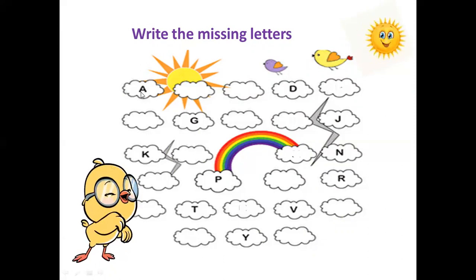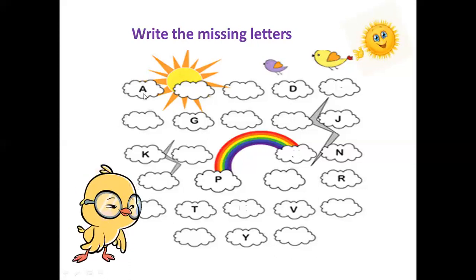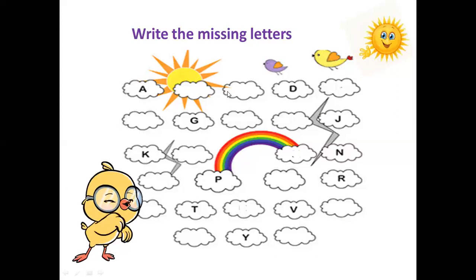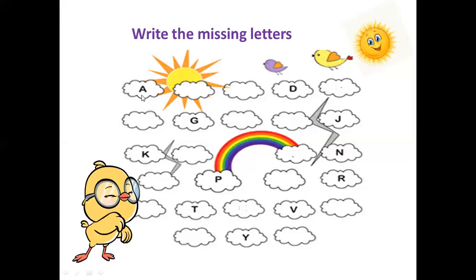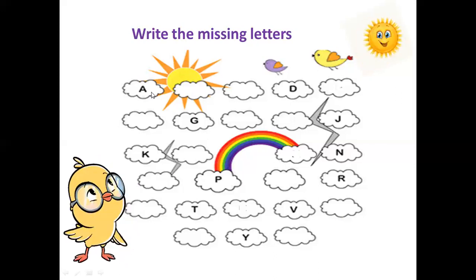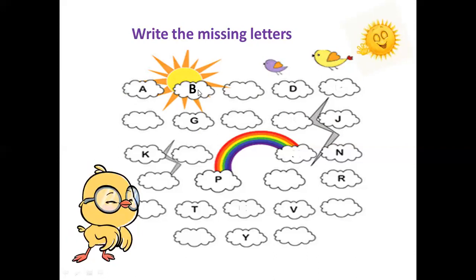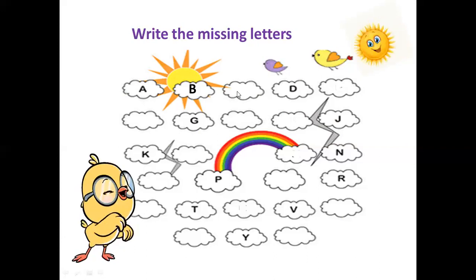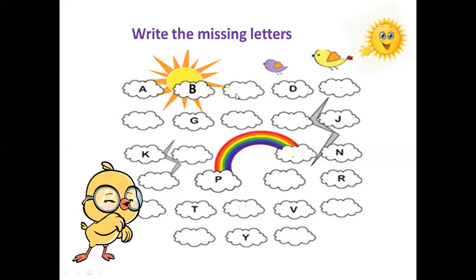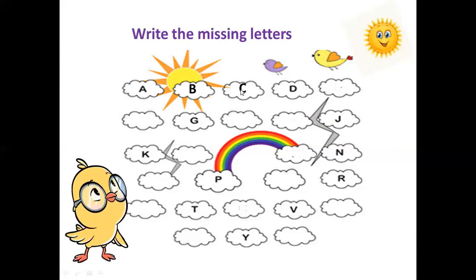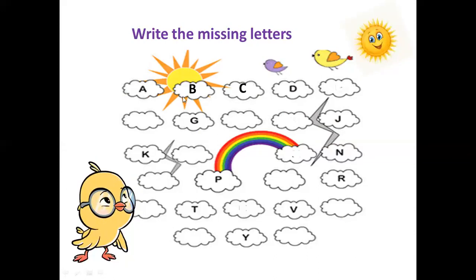Now look here. The first letter A is given. But what comes after A? Two consecutive letters are missing after A. So what comes after A? Who will tell me? The letter after A is B. And what comes after B? No, it is C. Now you fill these two letters correctly. A, B, C.